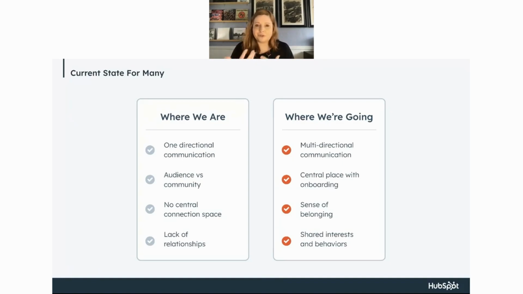You've created those relationships. You've made the time. That's incredibly important. And if we look at that current state and we switch it over into where we're going, you're going to see the opposite. You're going to see that that's multi-directional communication. Not only are you going to talk to the brand and the brand will talk to you, but you're also going to create these connective relationships with other people who have commonalities with you.